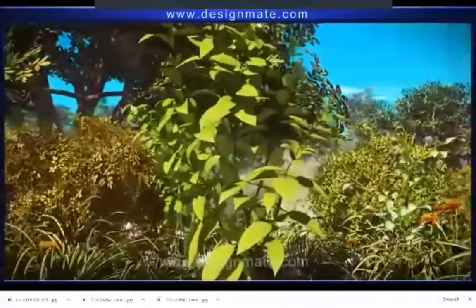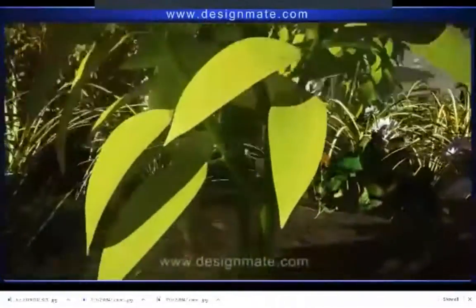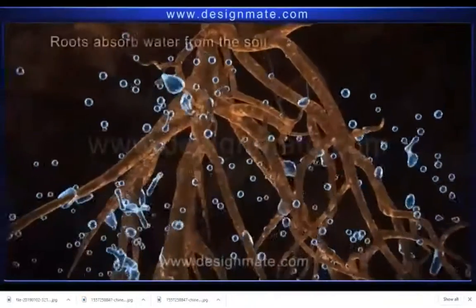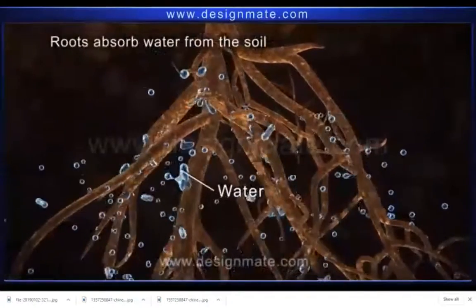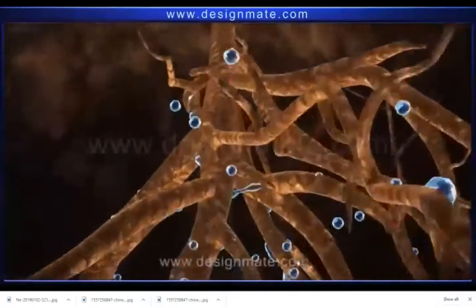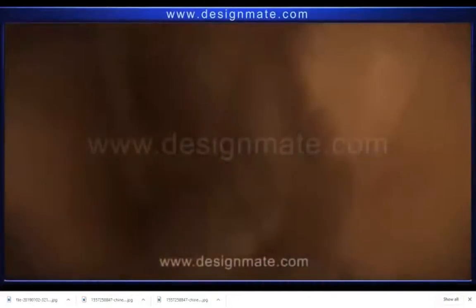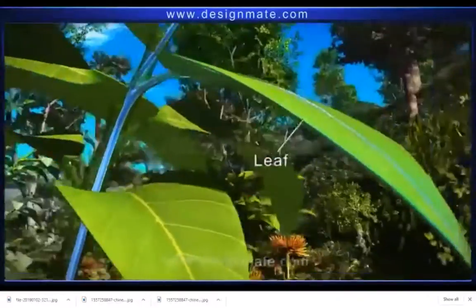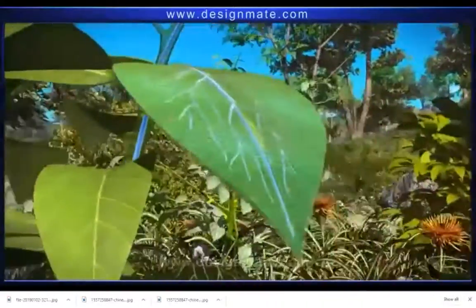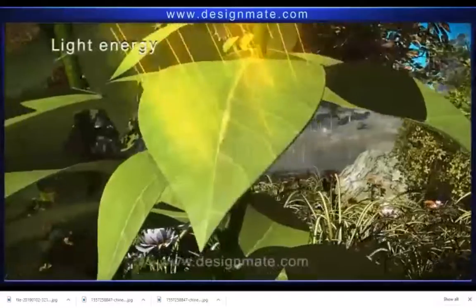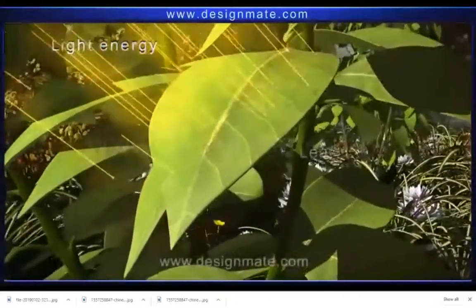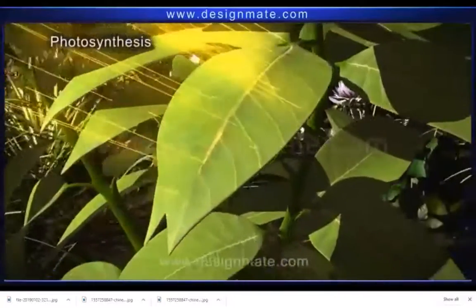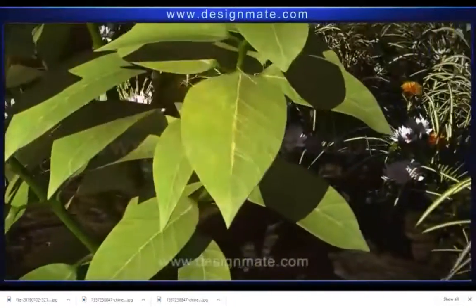A closer look at a plant shows that it is firmly held in the soil by the help of roots. These roots absorb water from the soil and through the tiny tubes transport it to the stem and then to the leaves. The stem holds the leaves in such a way that they absorb maximum energy from sunlight. A leaf is a very important part of the plant. Photosynthesis, the ultimate provider of food and oxygen, occurs in the leaf.